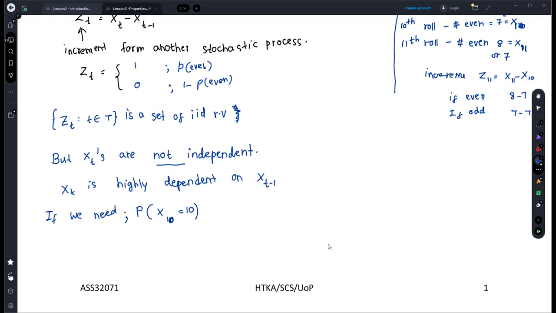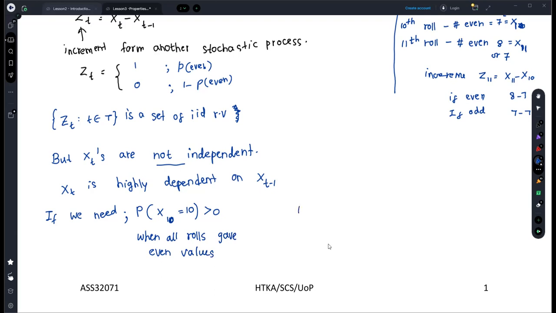What is X10? Number of even values up to the 10th roll. Can you have 10 even values? Yes, right? If all the values you got when you rolled the dice were even numbers, then your X10 will be 10. So all the rolls, if you list, will be all even numbers. So that is X10 equals 10. So that is possible. So there is a probability. This will happen when all rolls gave even values, that is 2, 4, or 6.